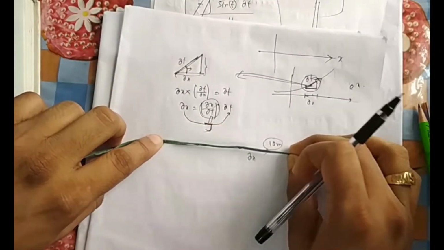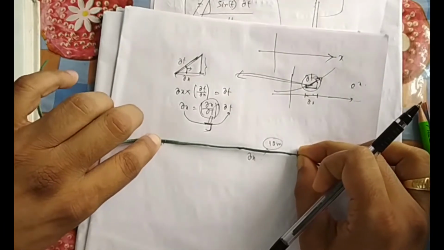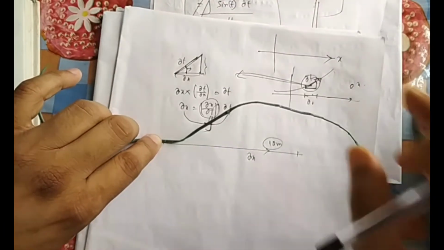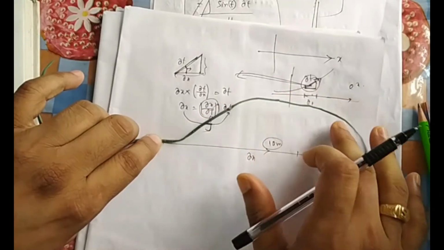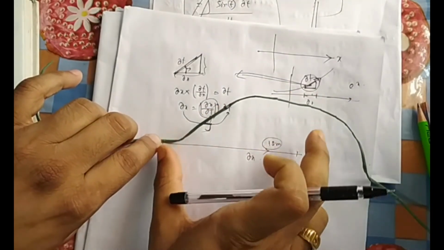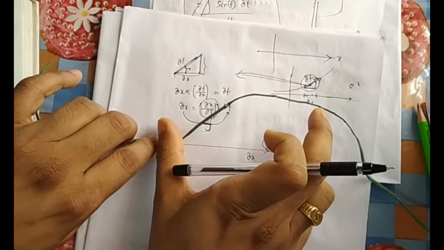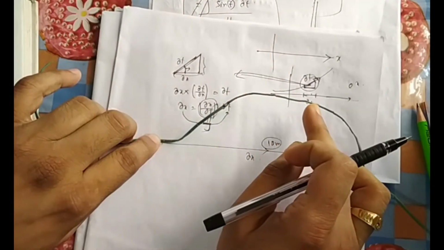I was moving in this direction. Suppose this is my dx. So this is 10 meters, let me guess. And if I throw it, now a new direction has come. Now if I move 10 meters here, if you can think, if we move the same dx here, you will be getting a much longer route.